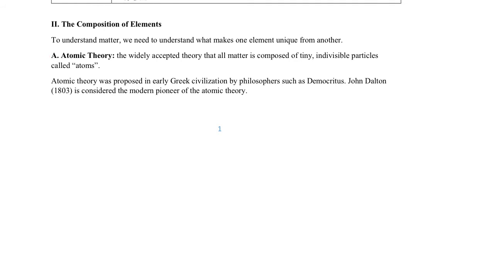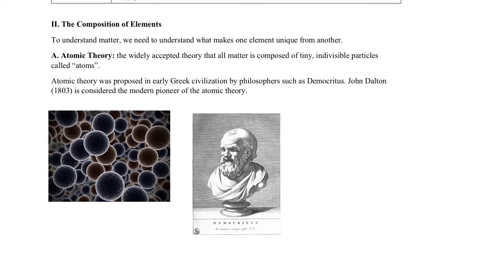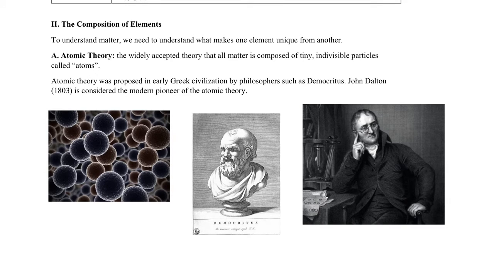To do this, we're going to discuss the atomic theory. The atomic theory is the widely accepted theory that all matter is composed of tiny, indivisible particles that we call atoms. This atomic theory was first proposed in early Greek civilization by philosophers like Democritus. In modern times, we thank John Dalton for what we consider the pioneer of the atomic theory that we use now. Let's go to the next page and learn what John Dalton proposed as this atomic theory and see how it lines up with our current understanding of the atom.